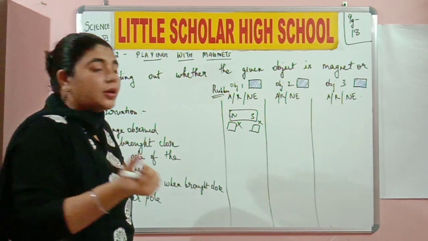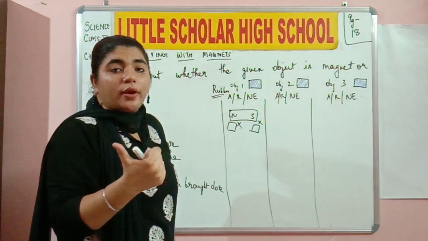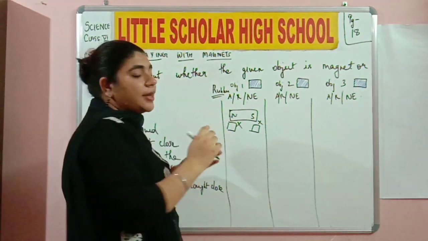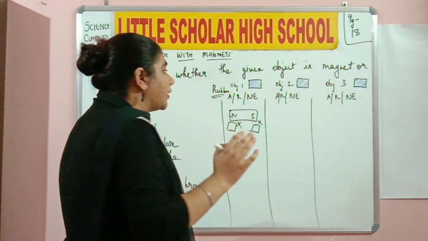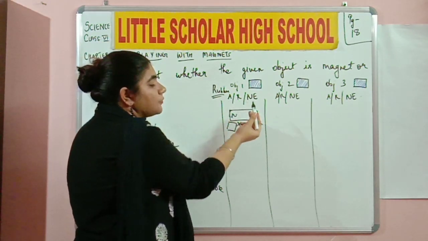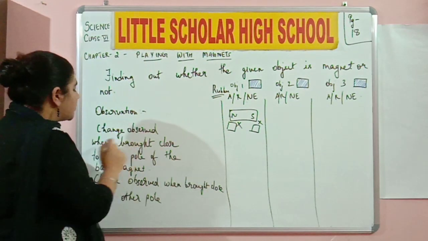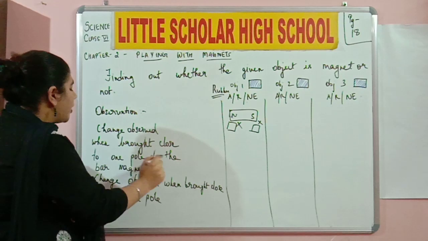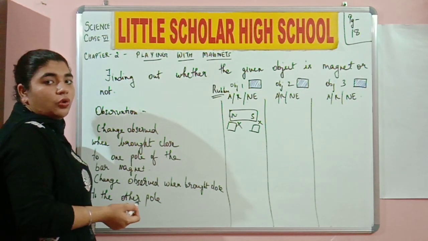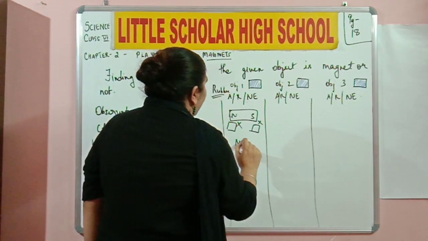If I take a rubber block and I place it near any of the poles of the bar magnet, there is no attraction or no repulsion happening. The state remains not affected. Do you understand? A here stands for attraction, R for repulsion, and E stands for not affected. So what do you think I need to write over here? Change observed when brought close to one pole of the bar magnet. Did I see any change happening over here? No, it was a rubber block. It is not going to show me any change. So I write here not affected.